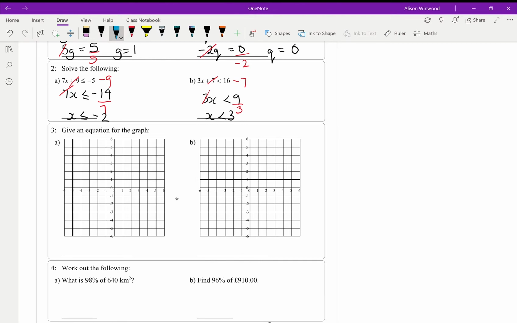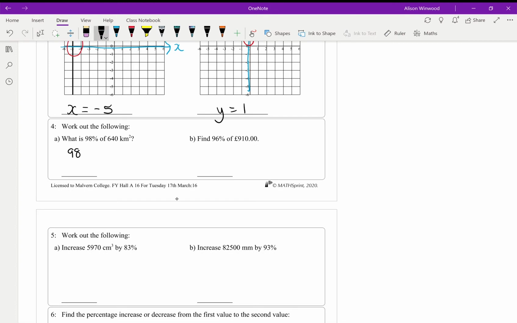This vertical line crosses the x-axis at the number -5, so it's x = -5. The horizontal line crosses the y-axis at the number 1, so it's the line y = 1.